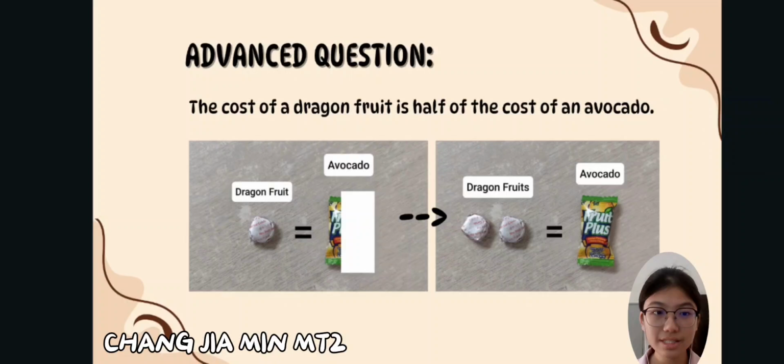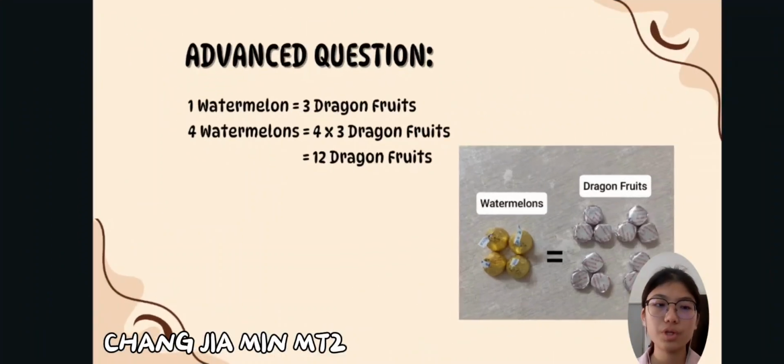If we want to get some dragon fruits that is the same cost as an avocado, we need to multiply the dragon fruits by 2. So it means that the cost of 2 dragon fruits is the same as the cost of an avocado. So we know that 1 watermelon is equal to 3 dragon fruits.